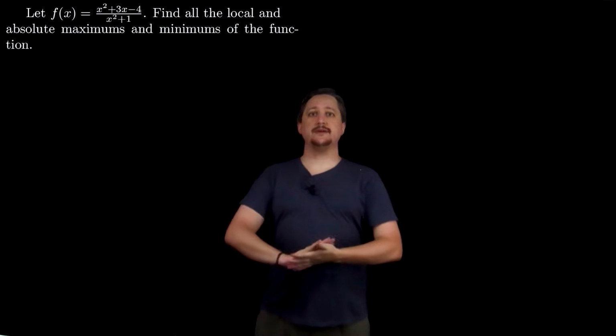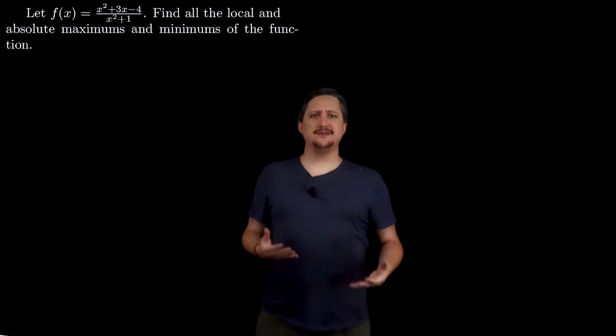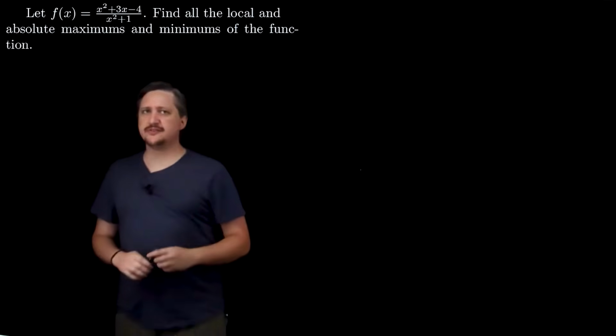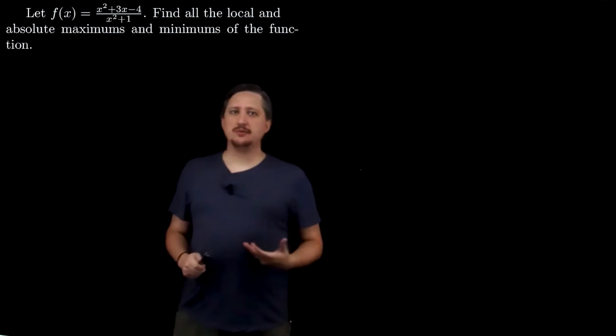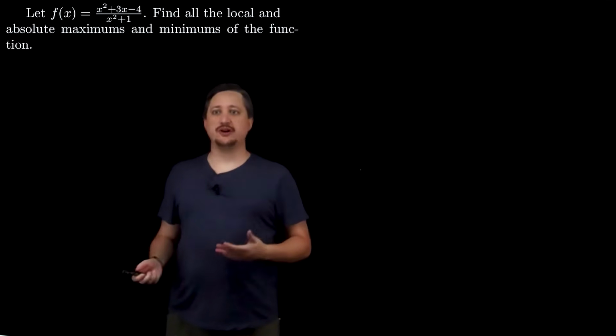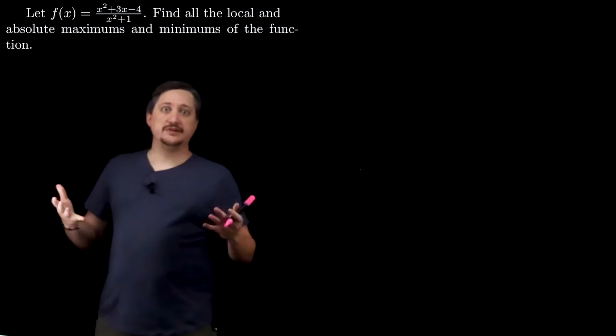Hello. So in this example, we are finding all the local and absolute mins and maxes, but now we have a more interesting function, a rational function. But the process is still the same. We're going to take the derivative, find where the derivative is 0, use that to make a sign chart to see where we change directions. Okay? So let's roll.